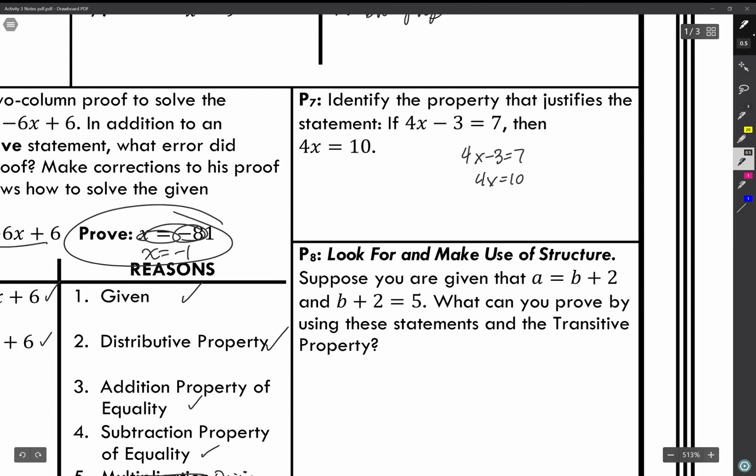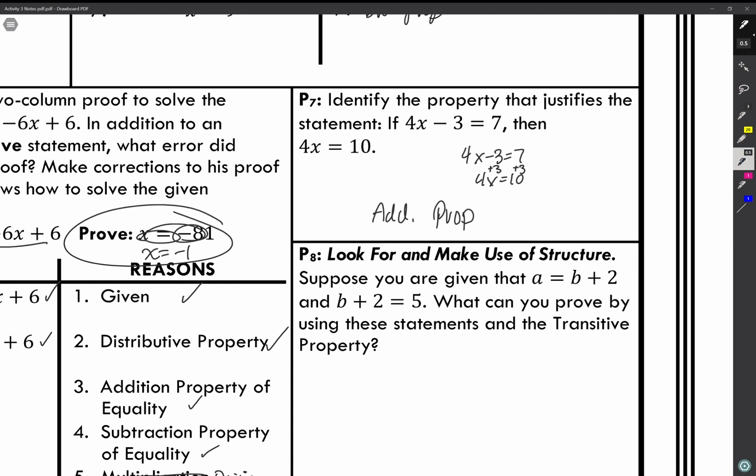So what they did, it looks like they added 3 to both sides. Plus 3, plus 3. So the property that tells us we can add 3 to both sides is, of course, the addition property. And awesome. And that's it for that one.